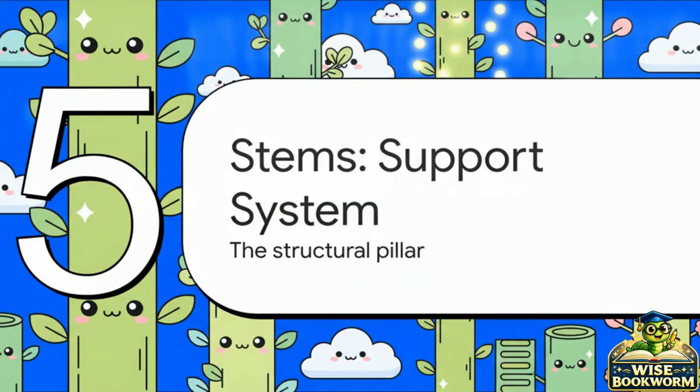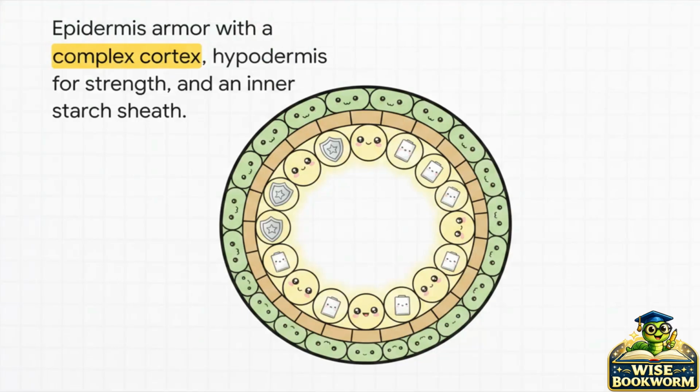Moving up from the basement, we arrive at Section 5, stems, the central structural pillar of our plant. Now, the general stem design requires immense mechanical strength. To pull this off, stems reinforce their outer epidermal armor with a special sublayer called the hypodermis. This gives much-needed stiffness to young, growing pillars so they don't just snap in the wind.